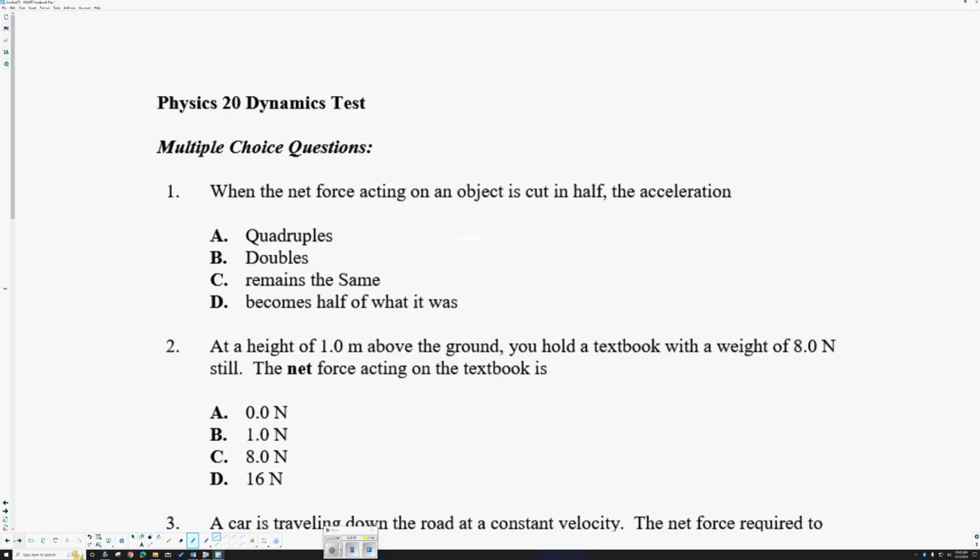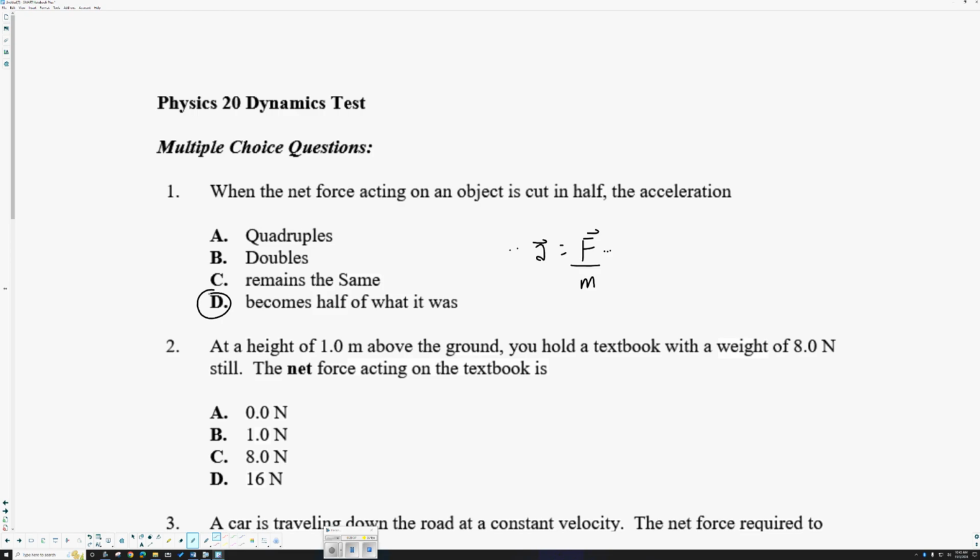Now let's take a look at our multiple choice questions. Number 1, when the net force acting on an object is cut in half, the acceleration will, now if we take a look at the equation, A is equal to F over m, Newton's second law. If we cut the force in half, it's a linear relationship with the acceleration, so it's going to become half of what it was as well.